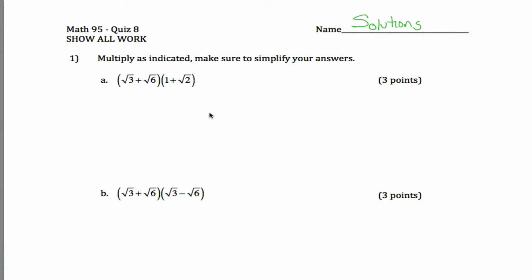Quiz 8 solutions for Math 95. In the first two problems, we're asked to multiply. The way to think about this is we're multiplying something with two terms by something else with two terms. So essentially we have to FOIL, which is the acronym most people use. Another way to think about it is using this box method.